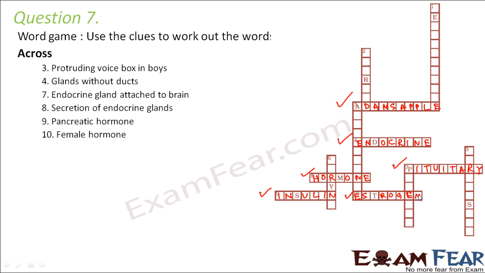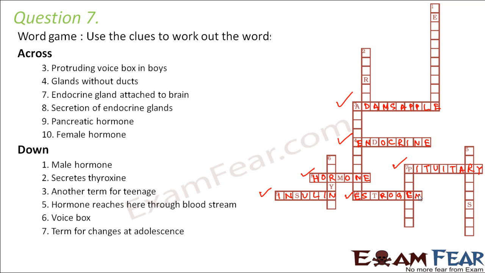So we have filled all the across ones. Now let us look at the down ones. Number 1 here. Male hormone, that is testosterone. So because of this hormone, all the male characteristics are seen, the secondary sexual characters in male. Number 2, secretes thyroxine. So thyroxine is a thyroid hormone which is released by the thyroid gland. 3, another name for teenage. Teenagers are adolescents. So this is adolescence.